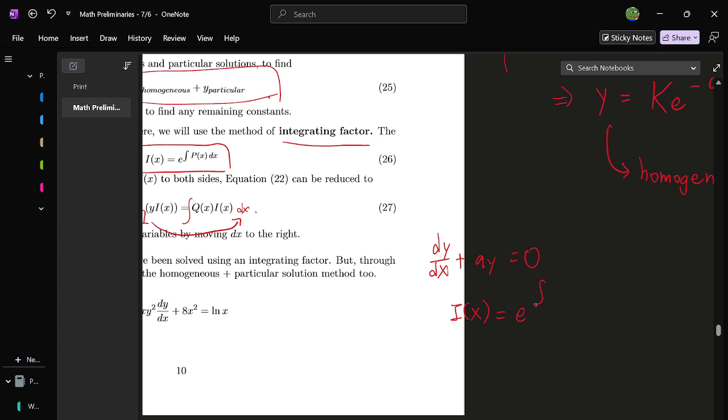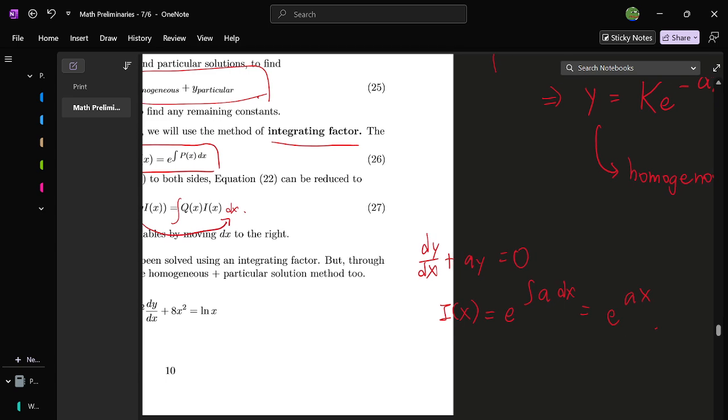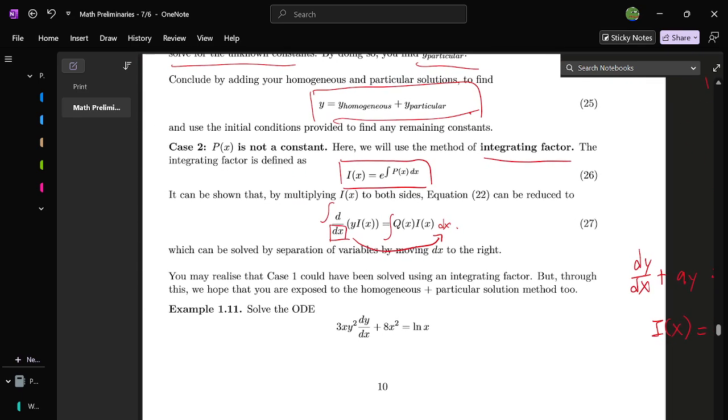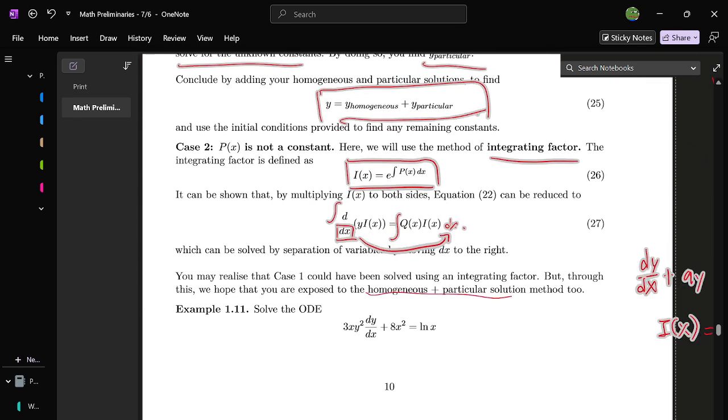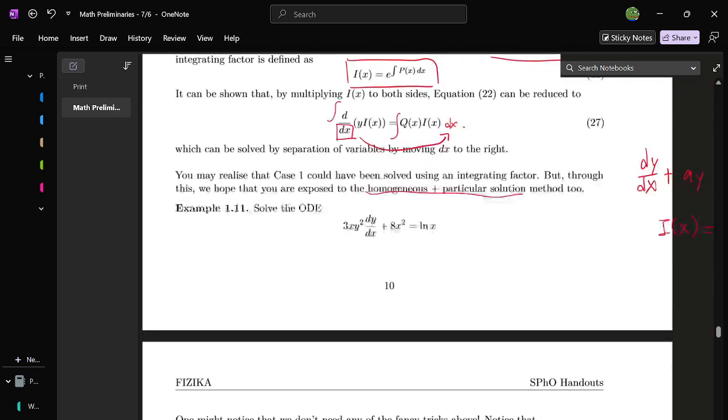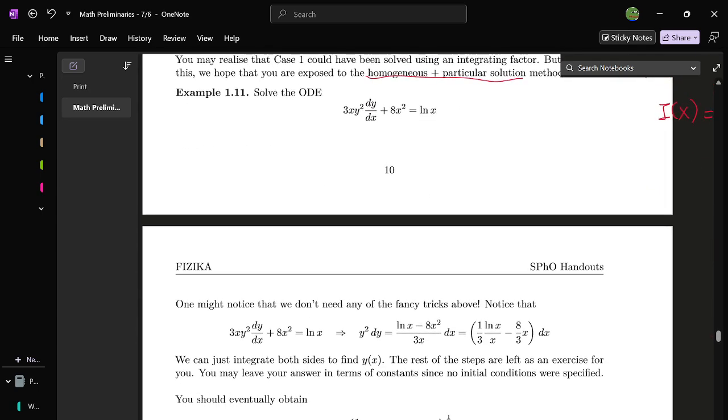is simply just, and yeah, you'll be correct to think so, but there is still a lot of merit in using the homogeneous plus particular solution method. And yeah, we hope that by presenting both methods, you'll be exposed to both of them. So, some examples here.